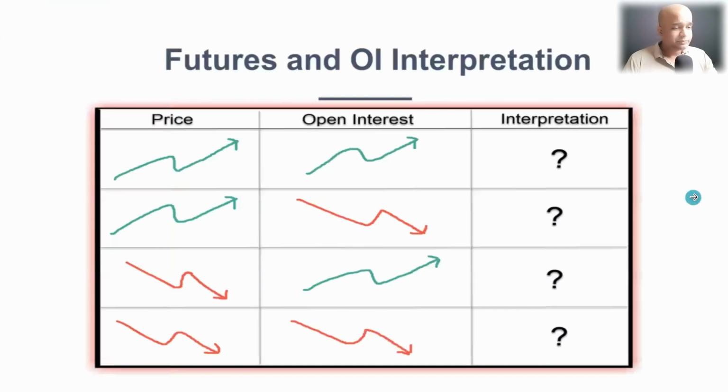Okay. Now, we need to analyze the futures and OI interpretation. In the beginning, I explained the price and volume part, how the price and volume behave. So we need to analyze how futures and OI interpretation work, because OI is available for both futures and options. So we need to study the relationship between futures and options along with open interest.